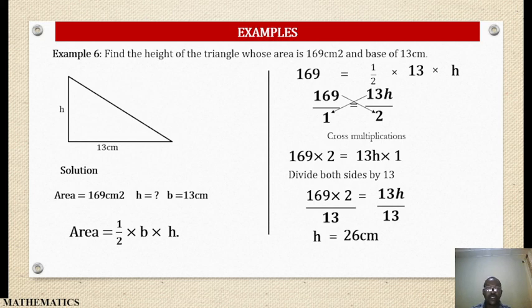So I'm very sure that with the number of examples that we have looked at now, we have gained a lot on how to find either the area of a triangle, how to find the base, or the height of a triangle.